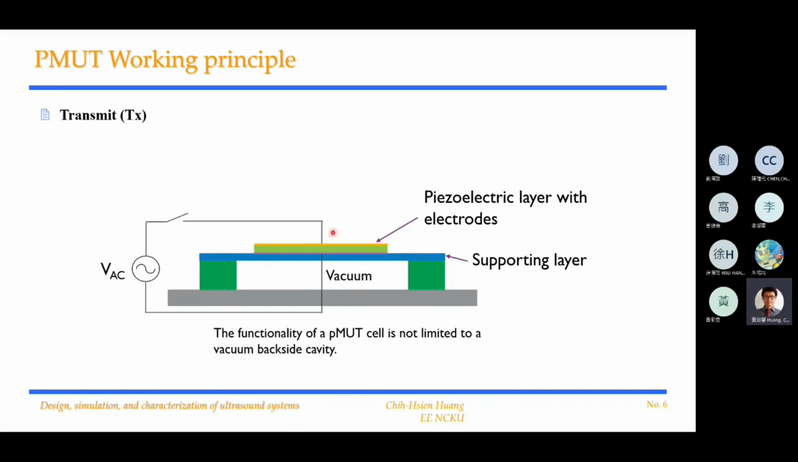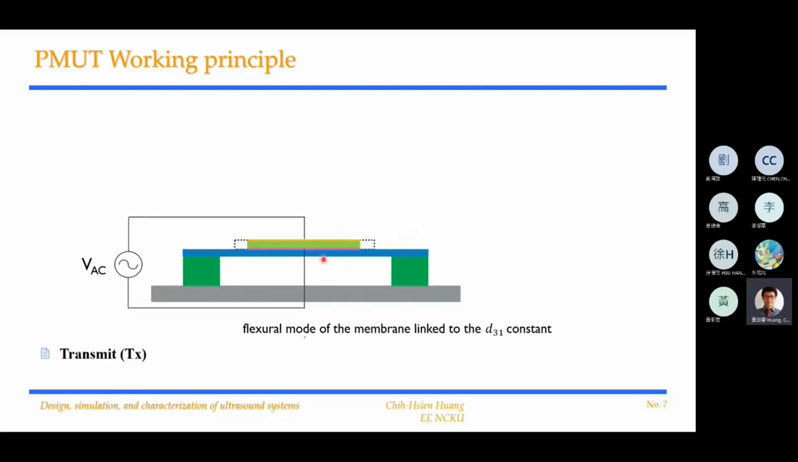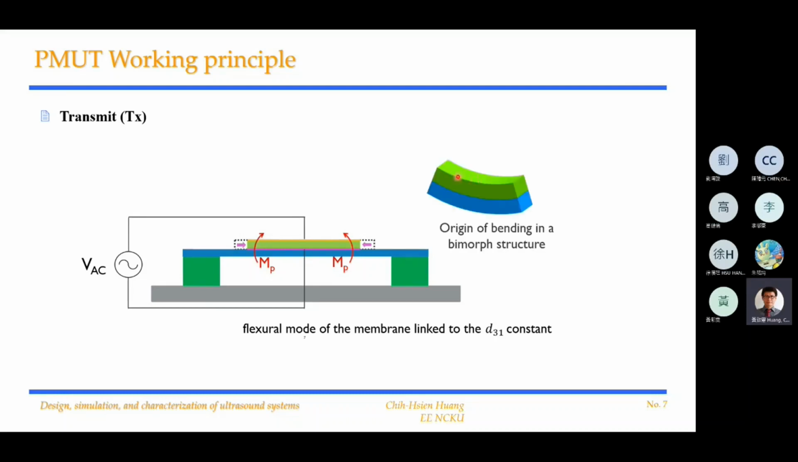So after it is connected to the electrodes, you will see the material here start to, in this situation, expand, and later it will also shrink. When it is expanding or shrinking, it will bring the supporting layer to move. Like you have two materials, right? The top one is shrinking, which means it will bring the bottom one to deform.